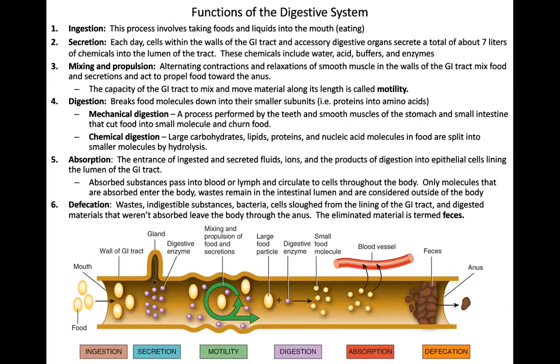It also continues thanks to the smooth muscle of our stomach and small intestine. Key with mechanical digestion is a physical breakdown, meaning we take a big piece of food and we make it smaller.